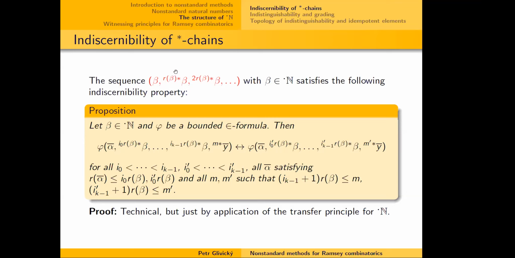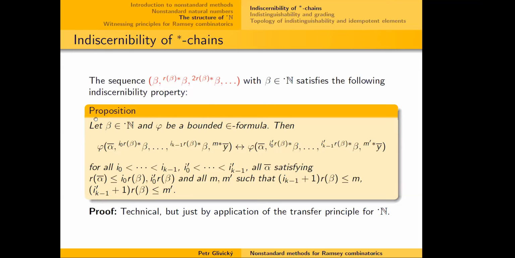So we are going in steps of length rank of beta. If beta is of rank 1, then it's just beta, star beta, 2 stars beta, and so on. If beta has a higher rank, then we are going in multiples of the rank of beta. So this is the sequence, and this sequence actually is strongly indiscernible, and even more than that.